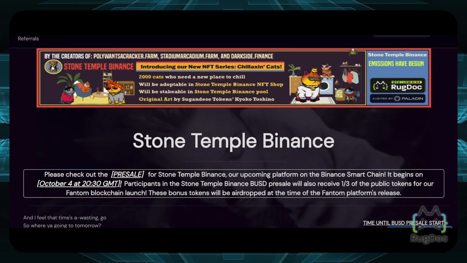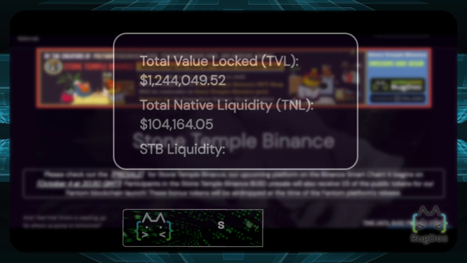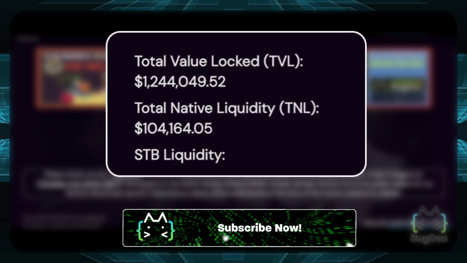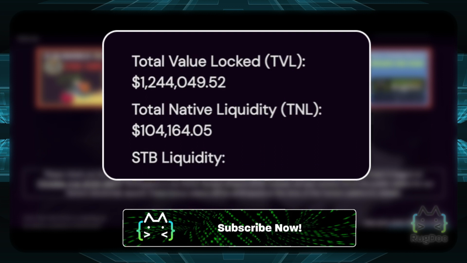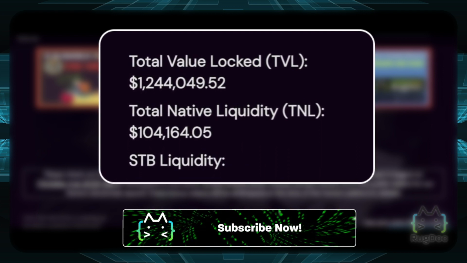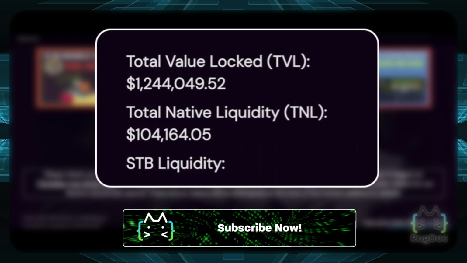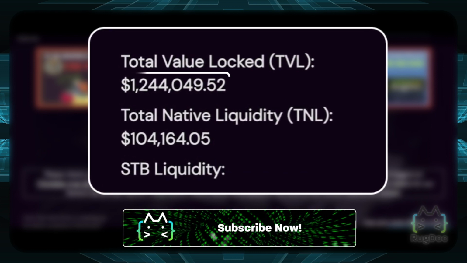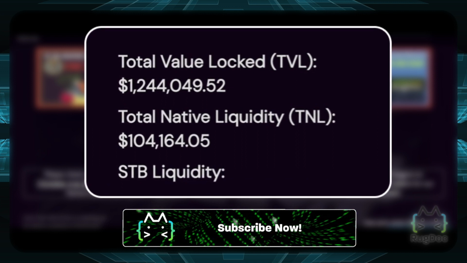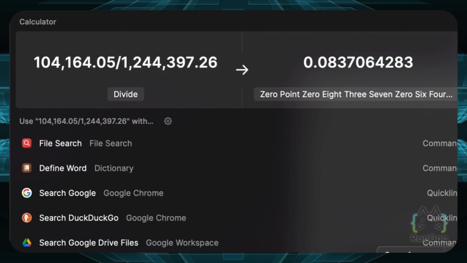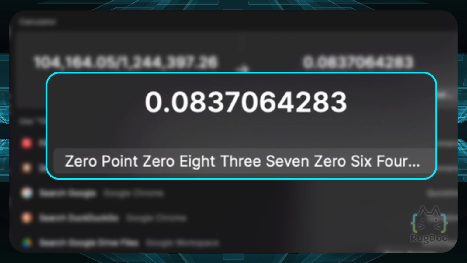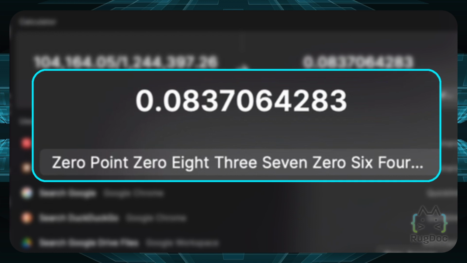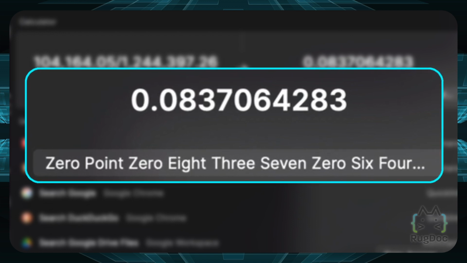So now if we go back to Stone Temple Finance, we can actually see there's two values, the TNL, which we discussed earlier, and also there's the TVL. Now, to find the TNL-TVL ratio, we can take the top number, 104,164.05, and divide that by the TVL, which is 1,244,049.52. Now, when we do that, we'll get 0.08370644283. Now, this is the TNL over TVL ratio.